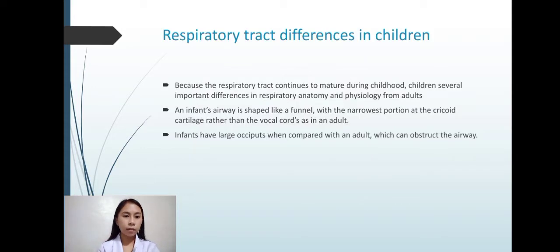Respiratory tract differences in children. Because the respiratory tract continues to mature during childhood, children have several important differences in respiratory anatomy and physiology from the adult. An infant's airway is shaped like a funnel, with the narrowest portion at the cricoid cartilage rather than the vocal cords as in an adult.